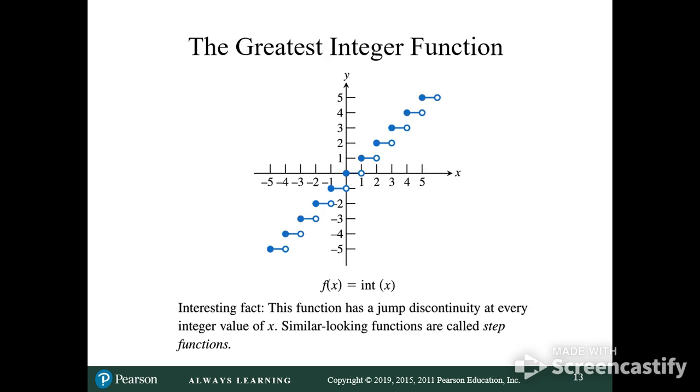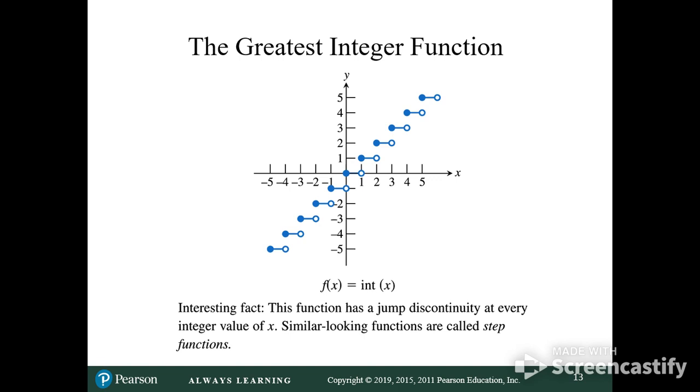Here's one that's a little different. It's called the greatest integer function. It has a jump discontinuity at every integer. So from 0 to 1, it's 0. From 1 to 2, it's 1, and so on. You truncate the number. Truncating is like rounding, but you just lop it off.